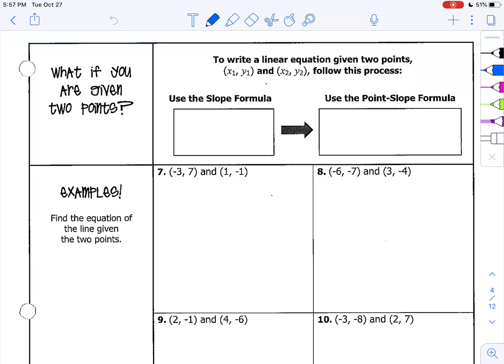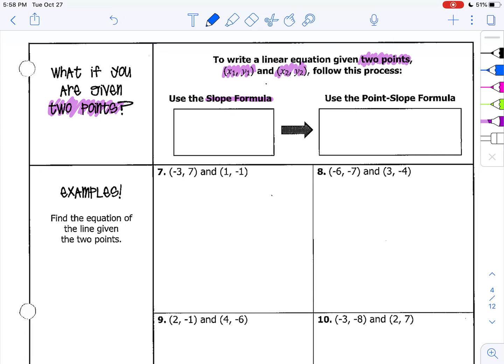In this lesson, we're going to be talking about writing equations when given 2 points. So remember, we can write equations giving several different pieces of information. Today, when you're given 2 points, such as x1, y1, x2, y2, so you have 2 ordered pairs, you're going to be solving these similar to a 2-step problem. So first, you need to remember the slope formula.